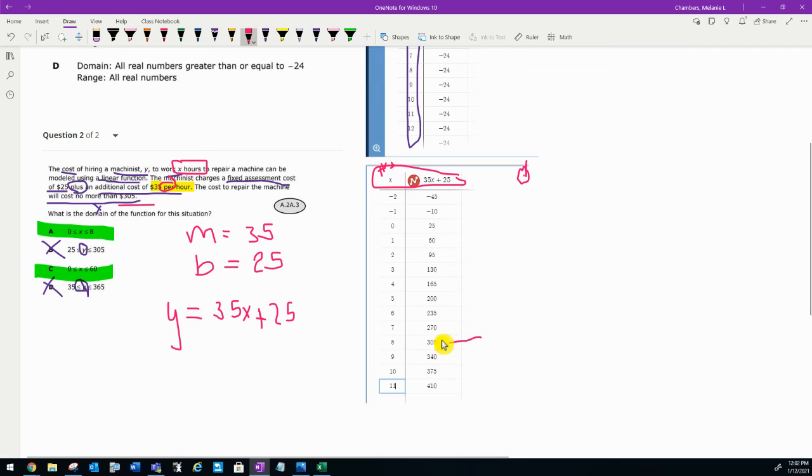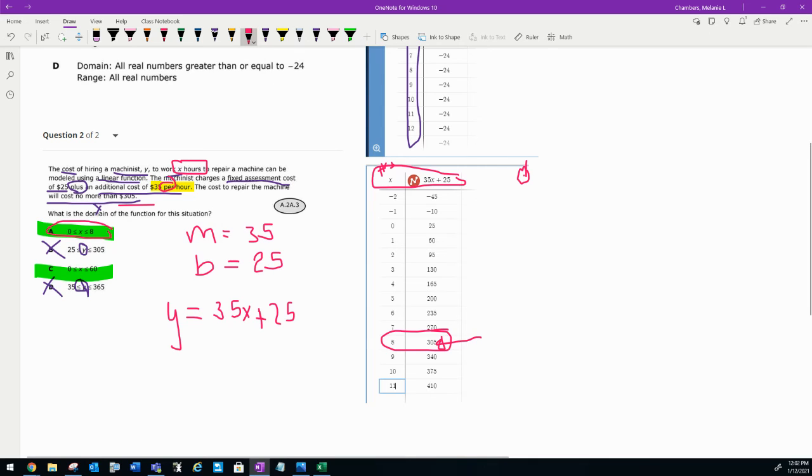So I see that after 8 hours, the machinist is not going to charge me if he works beyond 8 hours. But 8 hours is the maximum my machinist will work to repair the machine. So the answer is 8. So the answer should be A. And that's it. That's how you do it.